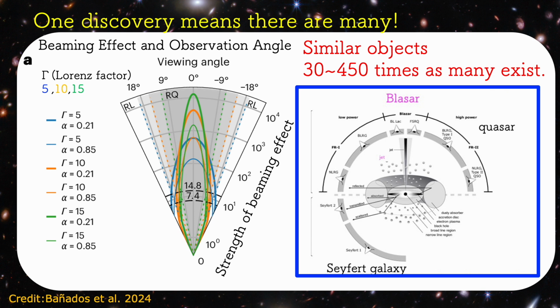In this case, the Lorentz factor has not been measured, so the specific value remains unknown. However, based on typical blazar models, it is estimated that 30 to 450 times more such objects may have existed 750 million years after the Big Bang compared to those currently observable. This discovery provides a critical clue to understanding the mechanisms behind the birth and growth of supermassive black holes in the early universe. It holds promise for uncovering further mysteries through future research.